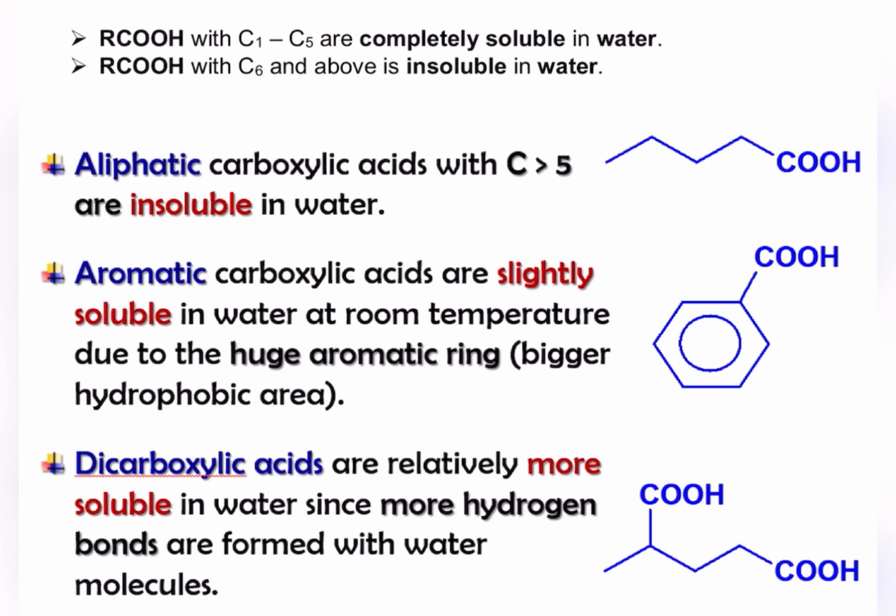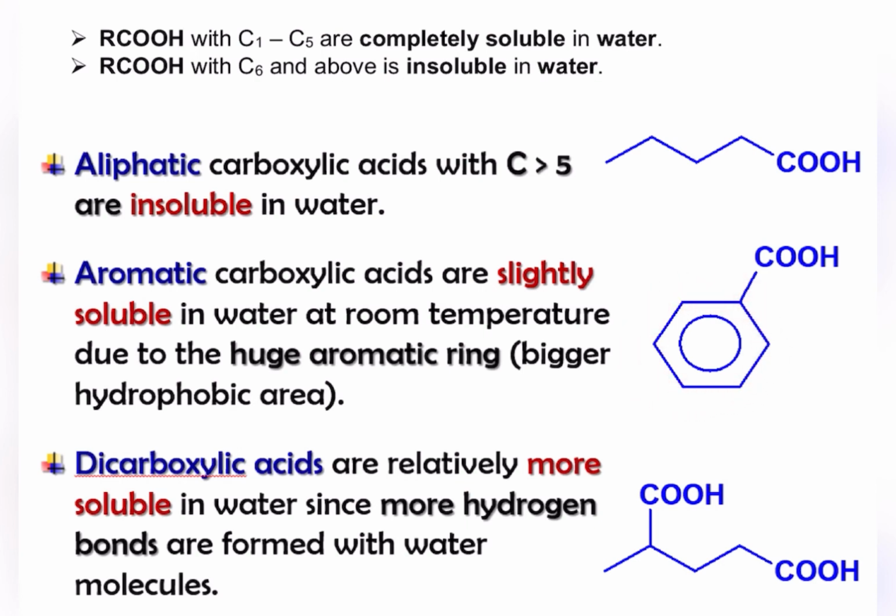Now I'm going to divide this into three categories so that you can understand more how to determine the solubility of carboxylic acid based on their different structures. The first one: aliphatic carboxylic acids with more than five carbon atoms are insoluble in water. That is the first statement. The second one: aromatic carboxylic acids are slightly soluble in water at room temperature. This is because of the huge size of the aromatic ring here.